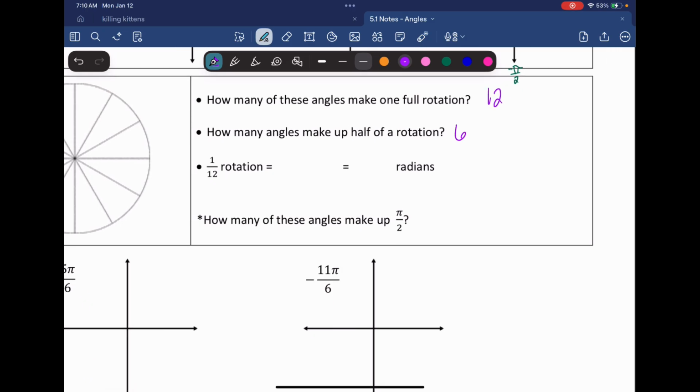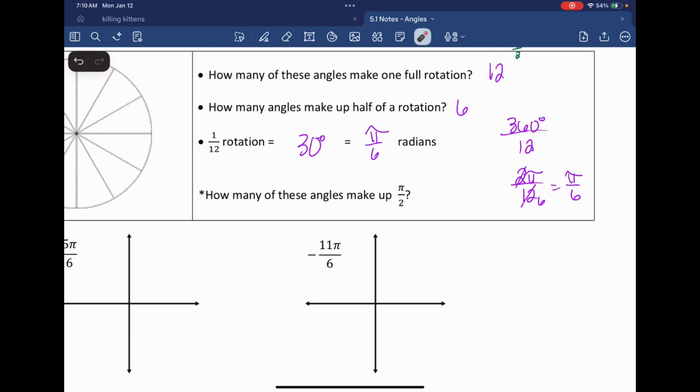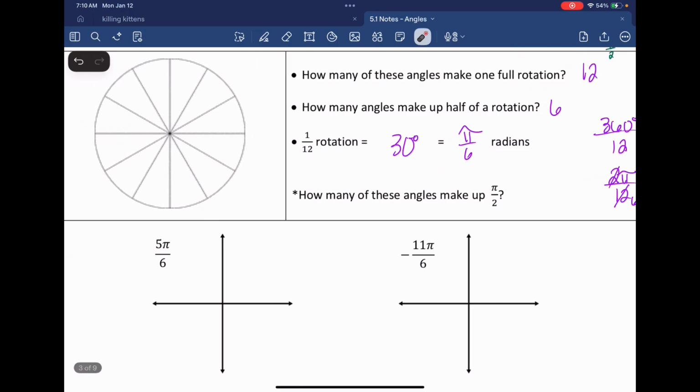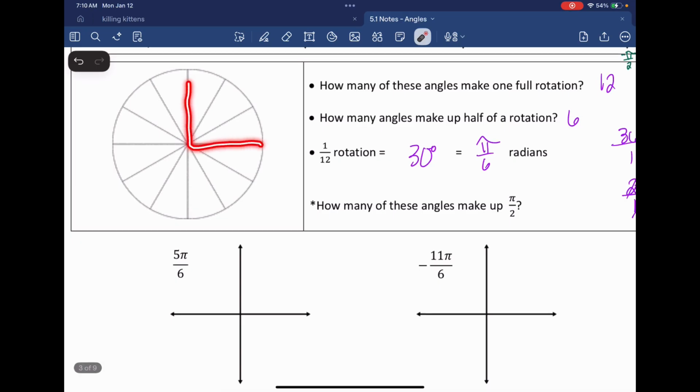All right, so 1/12 of a rotation, 360 degrees divided by 12 is 30 degrees. Well, that means in radians, 2 pi divided by 12, 2 goes into 12 6 times, is pi over 6. All right, we use the half rotation for the denominator. All right, well, how many of these angles make up pi over 2? Okay, well, I know pi over 2 is here, so how many did it take? 1, 2, 3.